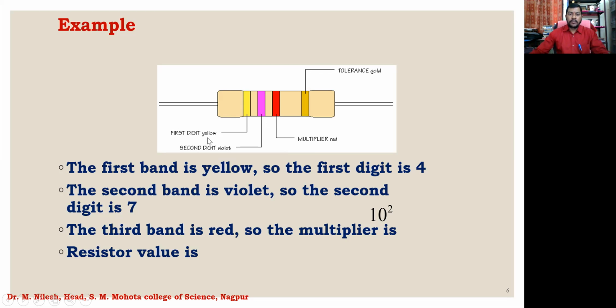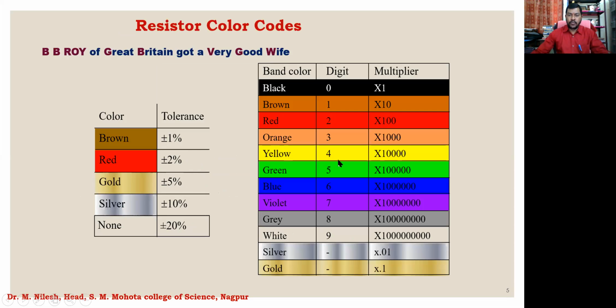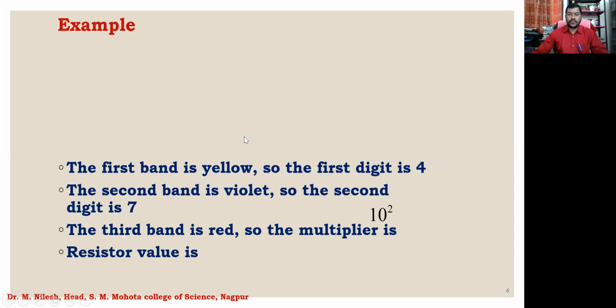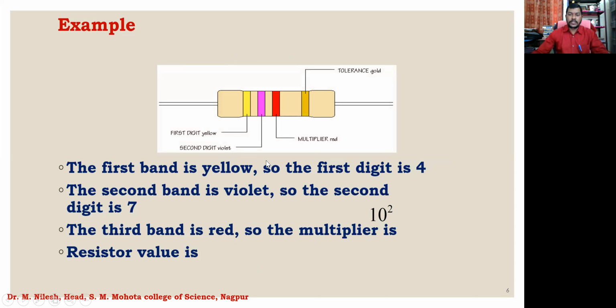So what we will do is we will add this. The number of yellow here is 4, so we'll write 4. And the number of violet is 7, so we'll write 7. And the third band is red, which has the number 2, so we will have that multiplier as 10 raised to power 2. So the total number can be written as 47 multiplied by 10 raised to power 2. So the total resistance comes out to be 4,700 ohms, right?